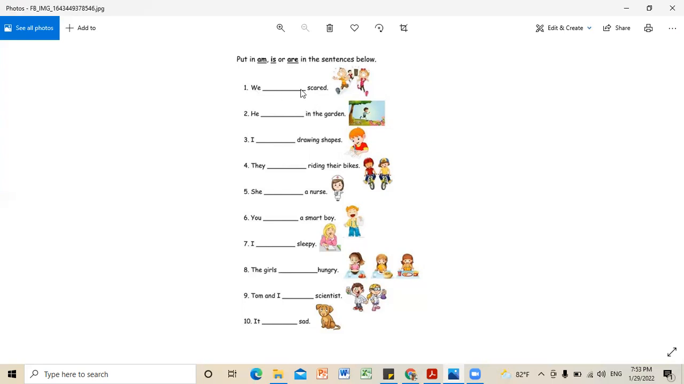We are scared. Right, good. Second one. He is in the garden. Is. Yes, very good. He is in the garden. Third one. I am drawing shapes. Right. I am drawing shapes. Right. So what do we mean by shapes?